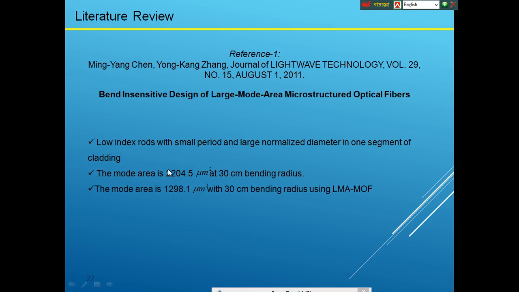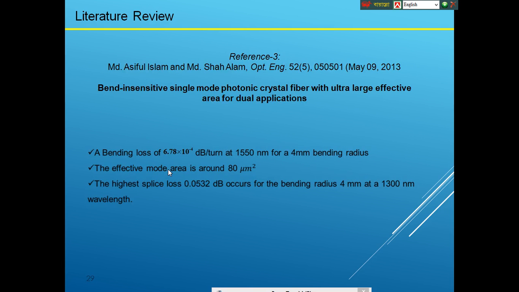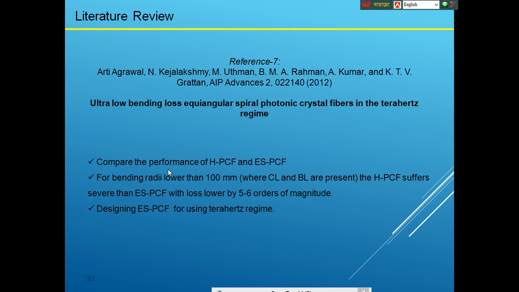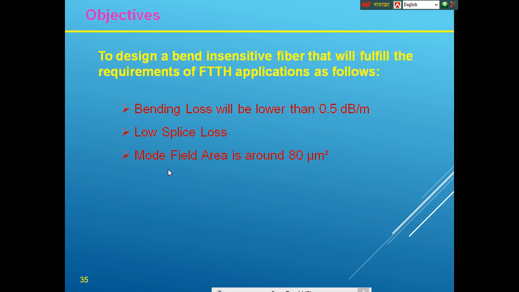Here are the different references where they use different fibers. We have used an equiangular spiral, and the previous work exhibits higher bending loss. Here is the objective of our work: the bending loss will be lower than 0.5 decibel per meter, low splice loss, and mode field area around 80 micrometers squared.